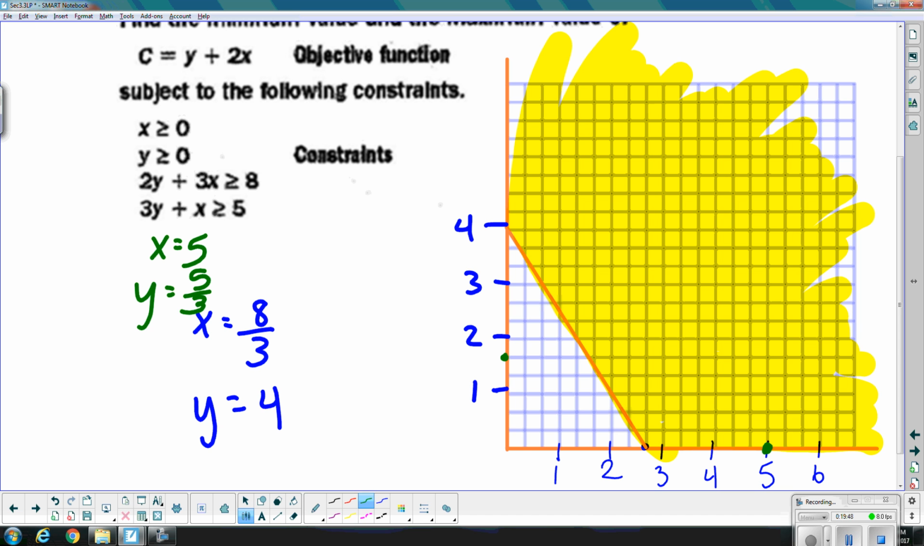And I'm going to use my x and my y-intercepts. And again, I'm going to pick 0, 0. 0 is not greater than or equal to 5. So I need to shade my solution above. So it's above this line.